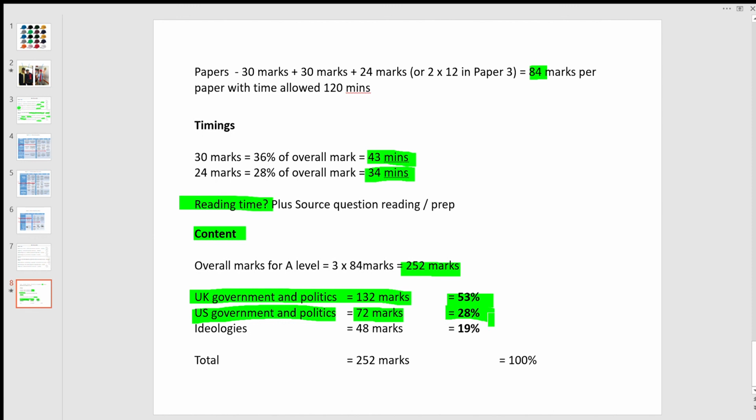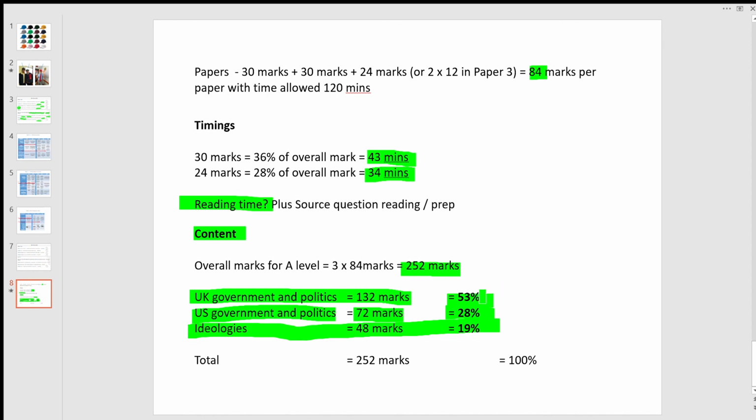That's a real bugbear, I think, and a flaw in the structure of the syllabus, in that there is nearly as much content in US government and politics as there is in the UK in terms of possible time, but far less marks, just less than about half the percentage. And then there are only 2 ideologies questions. There were 48 marks, and that's 19%, or about a fifth of the marks.